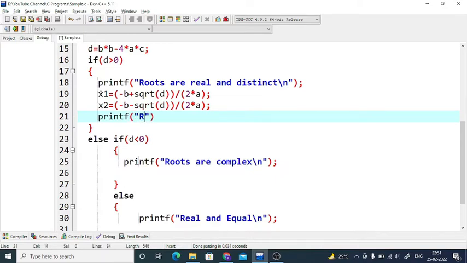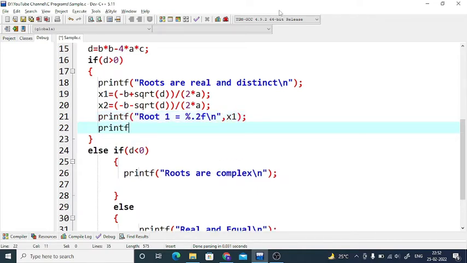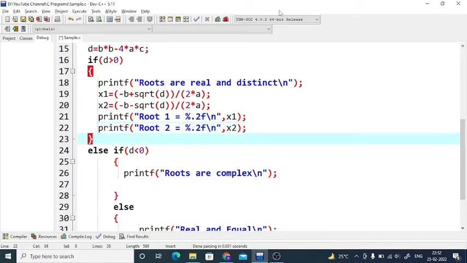So printf root 1. Okay, it's going to be again a fraction, so I can use %.2f. If you're wondering what is %.2f, it's something called precision. You can very well check my previous videos in the same list where I've talked about fill width, flags, precisions, everything with examples. Okay, so root 1 is going to be x1. Similarly, I'll be having root 2, %.2f, and that will be x2. So this part is done.